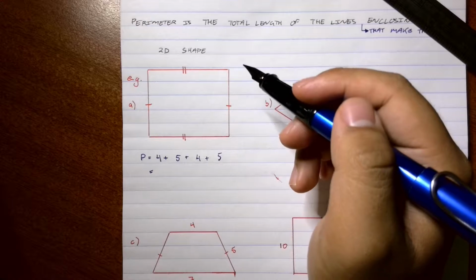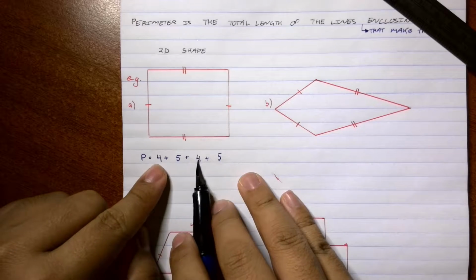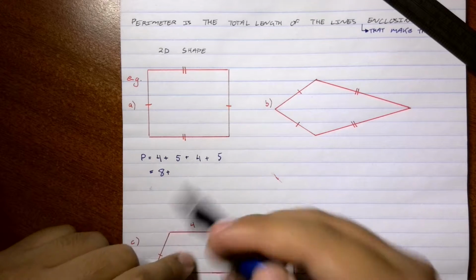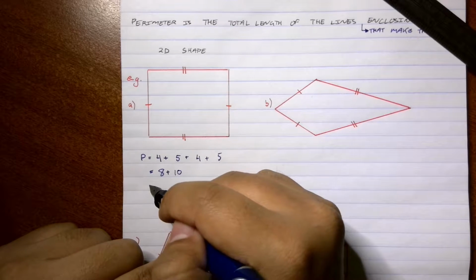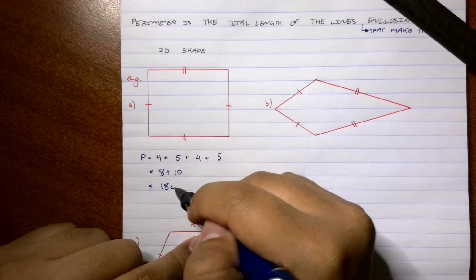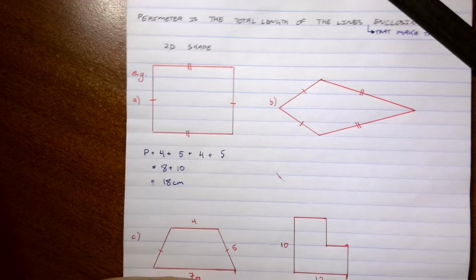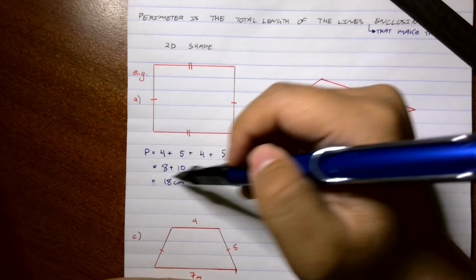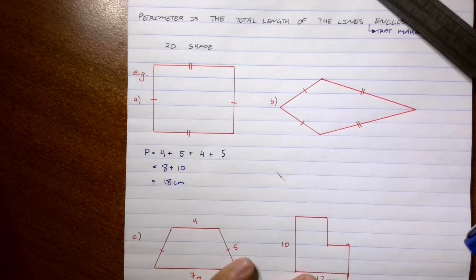Adding these numbers together, just showing you a few strategies. 4 plus 4 make 8, plus 5 plus 5 make 10, which gives me a total of 18 centimeters. So the total length of these lines make 18 centimeters.